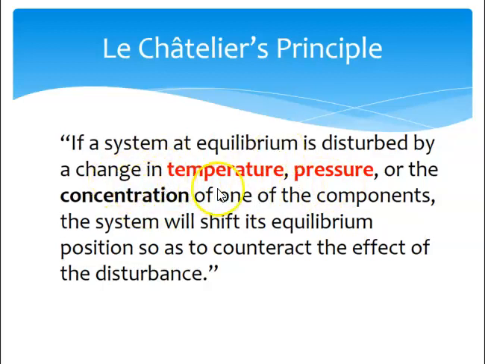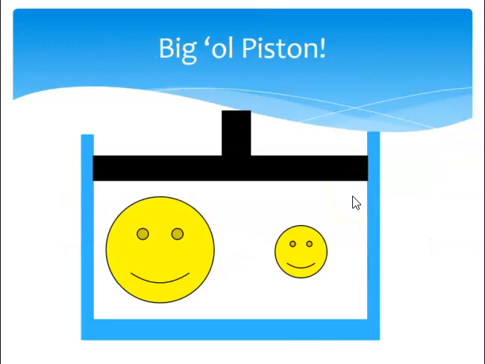We also mentioned temperature and pressure, so let's go into those. I just talked about concentration. Let's get into the temperature and pressure stuff. Let's go pressure first. How does pressure affect equilibrium? All right, so here's my equilibrium system.